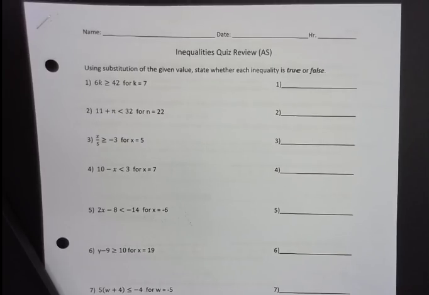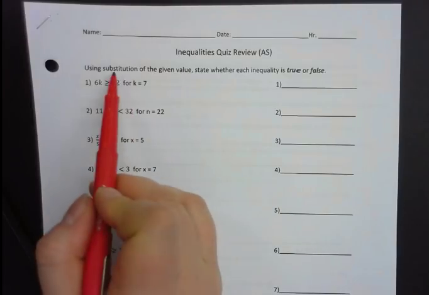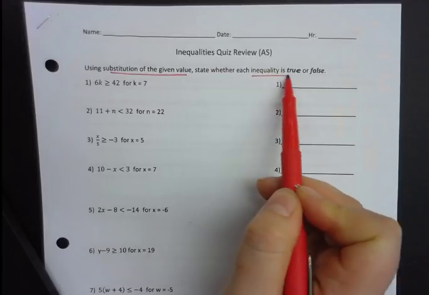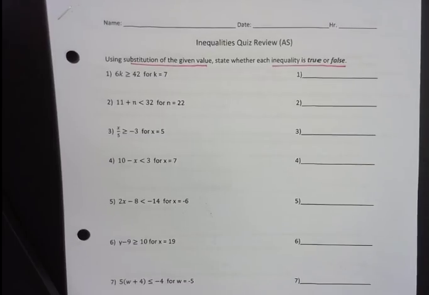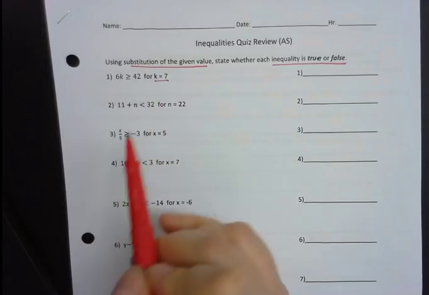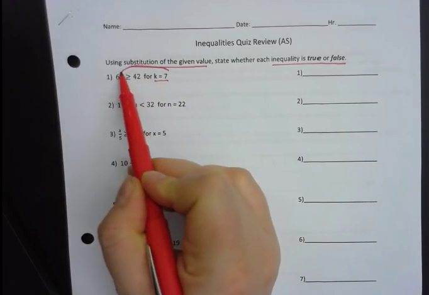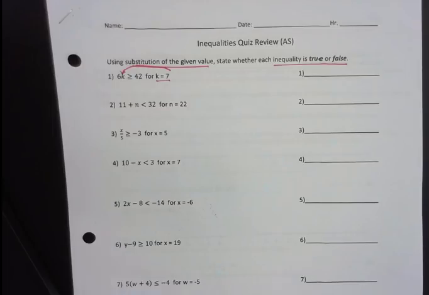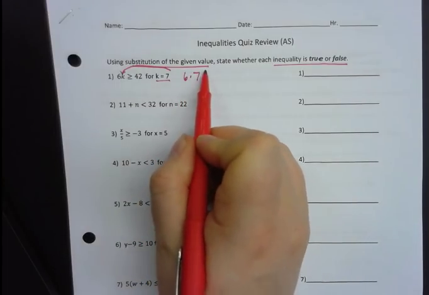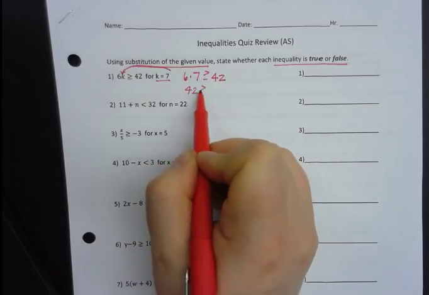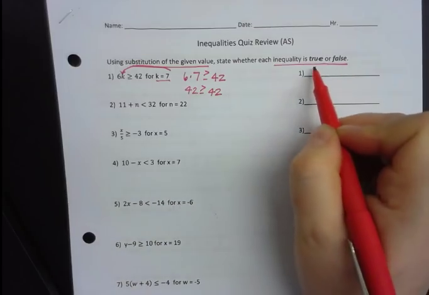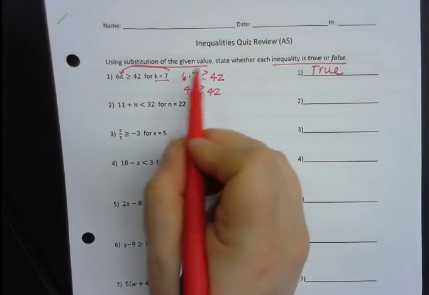So on the quiz review, the first page I want to go over, because this is using substitution of the given value to determine if it's true or false. So this is not going to be solving. This is using substitution to determine if that solution works or not. So if I have k equals 7, I take that 7 and I'm going to plug it in for my k. So I have 6 times 7. Is that greater than or equal to 42? Well, I know 6 times 7 is 42. So this is going to be a true statement. I expect to see all of that work there.